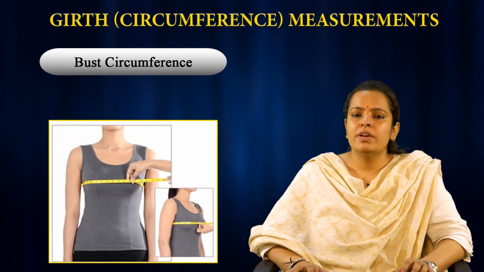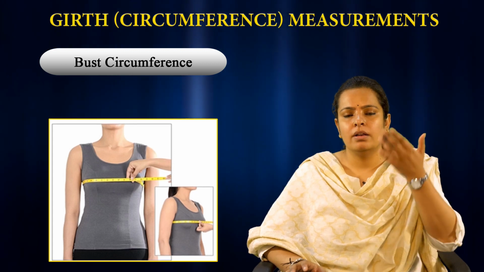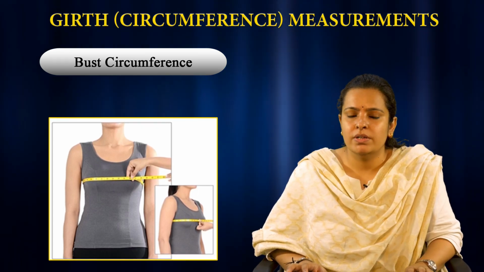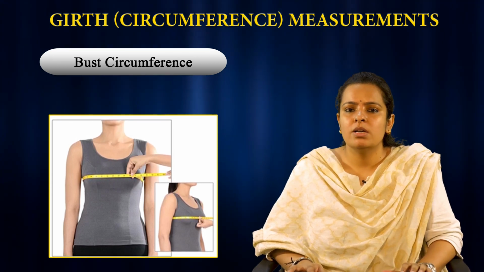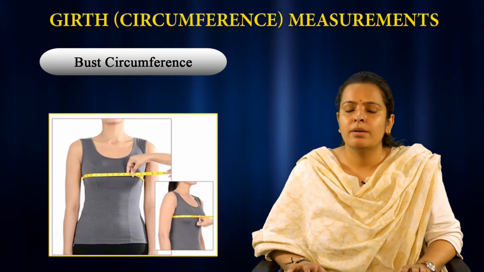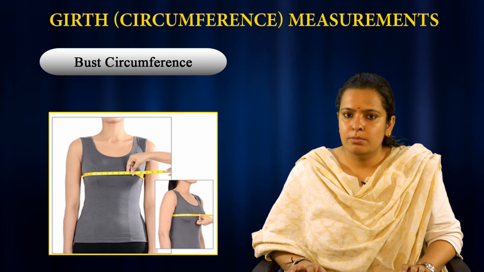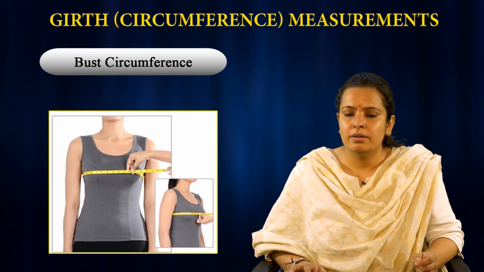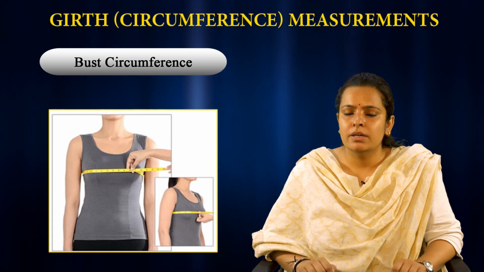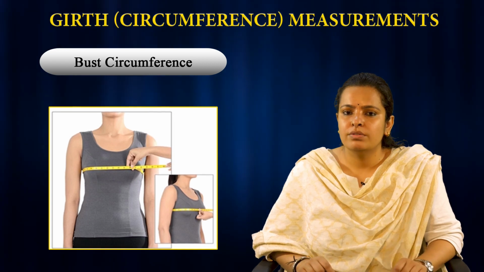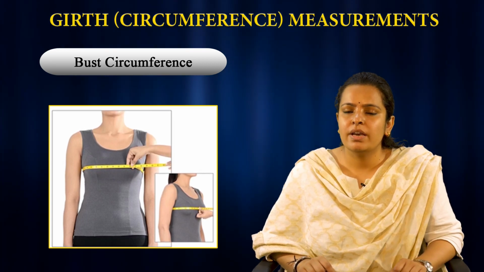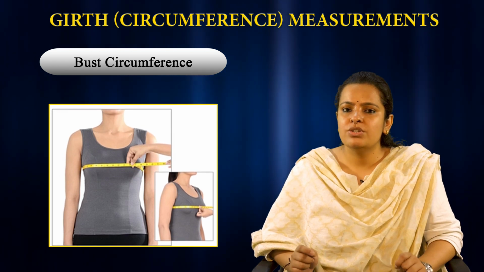So first, when we talk about the girth or circumference measurement, in the first picture you can see we take the bust circumference from the upper side. For bust circumference, we take the measurement of the fullest part of the bust. We take a body measuring tape and put it from the back side towards the fullest part of the bust, as you can understand from the image.